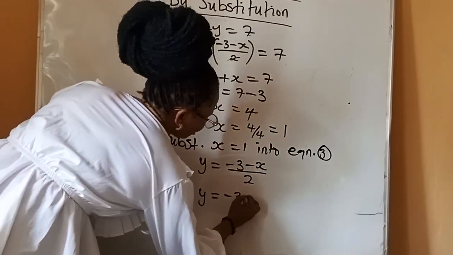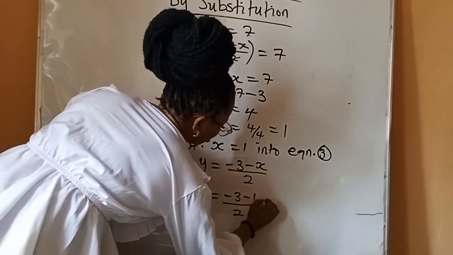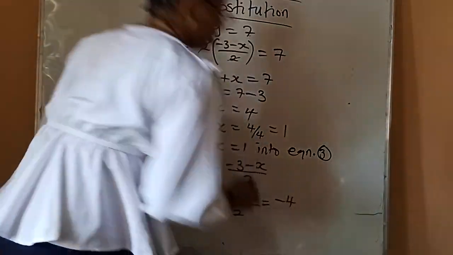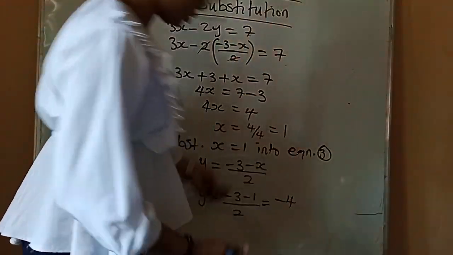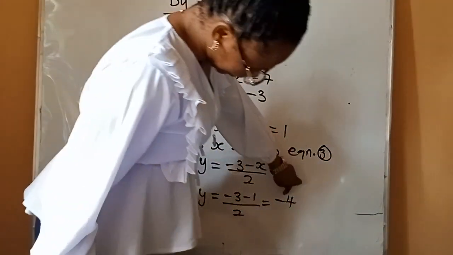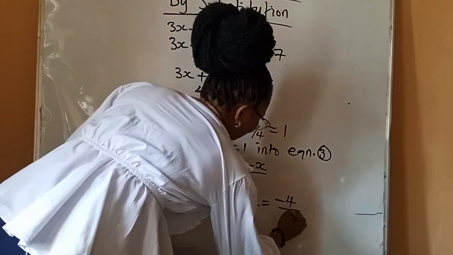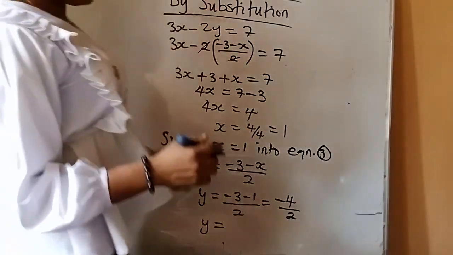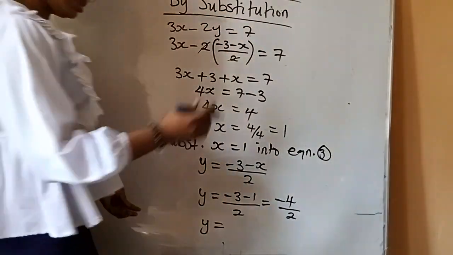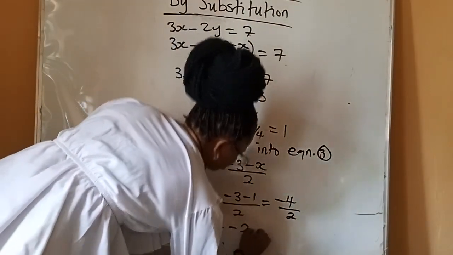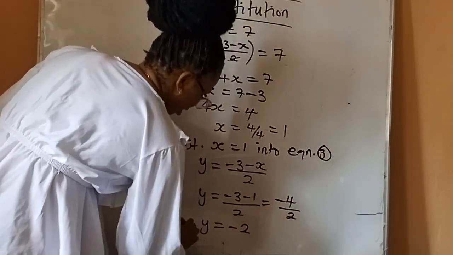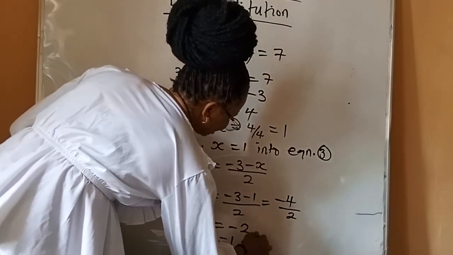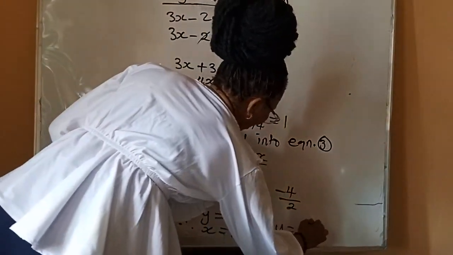Okay, so to substitute means 1 will take the place of x here because at this point x is 1. We have minus 3 minus 1 all over 2. Minus 3 minus 1 is negative 4. You borrow 3, you go back and borrow 1, so you borrowed 4 altogether. So that's why it is negative 4 all over 2. And if you divide 4 by 2, you have 2. But if you divide a negative 4 by positive 2, you have a negative 2. So we've gotten that x is equal to 1 and y is equal to minus 2.